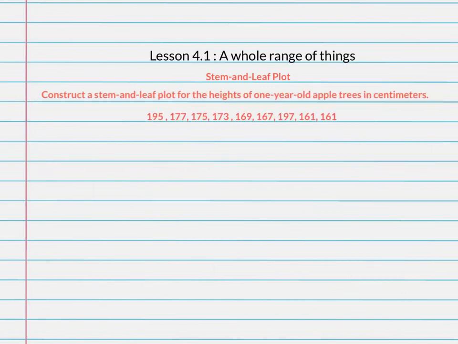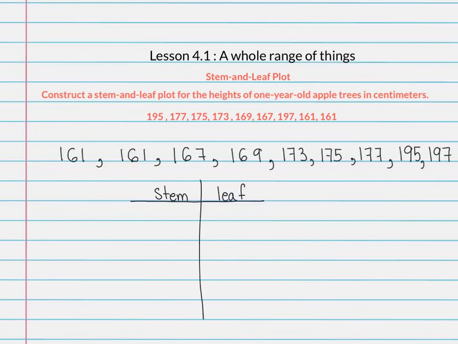Construct a stem and leaf plot for the heights of a 1-year-old apple tree. Before we have a data and we need to organize it from least to greatest. We will start by indicating the stem and the leaf. The leaf, as we agreed, is the last digit, and the rest are the stems. I'm going to circle the stems, leaving the last digit. So here the stem is 16, and here it's 16. We leave the last digit as a leaf.